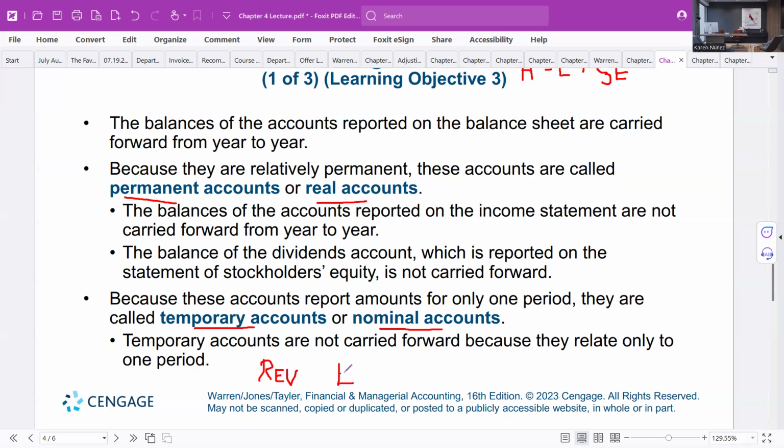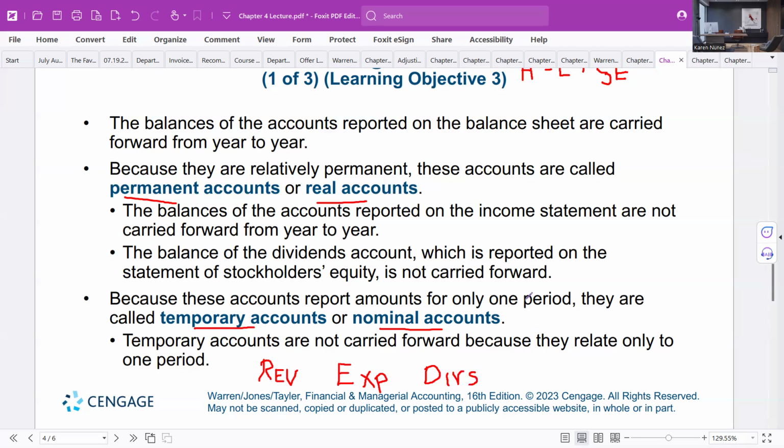The expenses. Expenses are temporary accounts. We use them only to accumulate expenses during the period. At the end of the period, we close them out. And then we also have the dividends account. The dividends account is only used during the period to accumulate the distribution of dividends, and then we close it out at the end of the period.